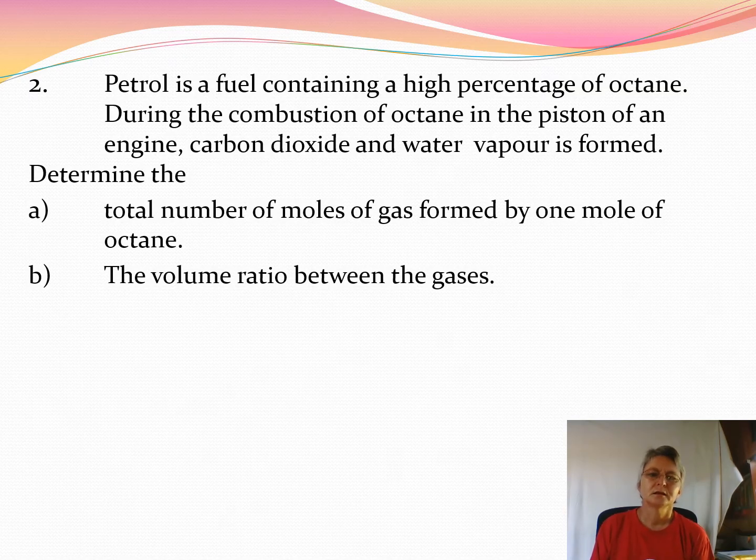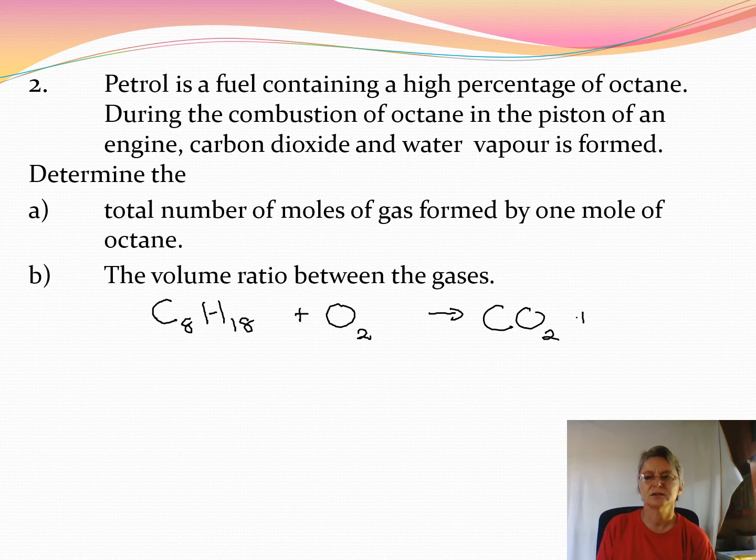The second question: petrol is a fuel containing a high percentage of octane. During the combustion of octane in the piston of an engine, carbon dioxide and water vapor is formed. Determine the total number of moles of gas formed by 1 mole of octane. So to do the calculation, we need the formula. You don't need to know the formula of octane this year. So it's C8H18 plus oxygen, O2, and it makes carbon dioxide and water vapor.